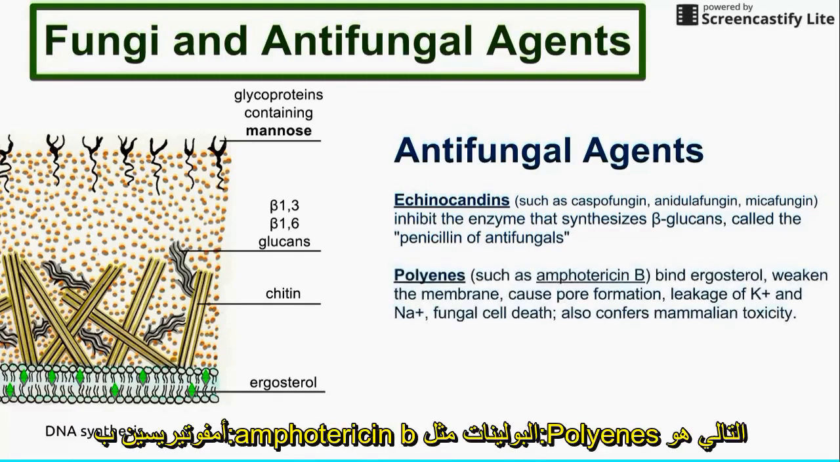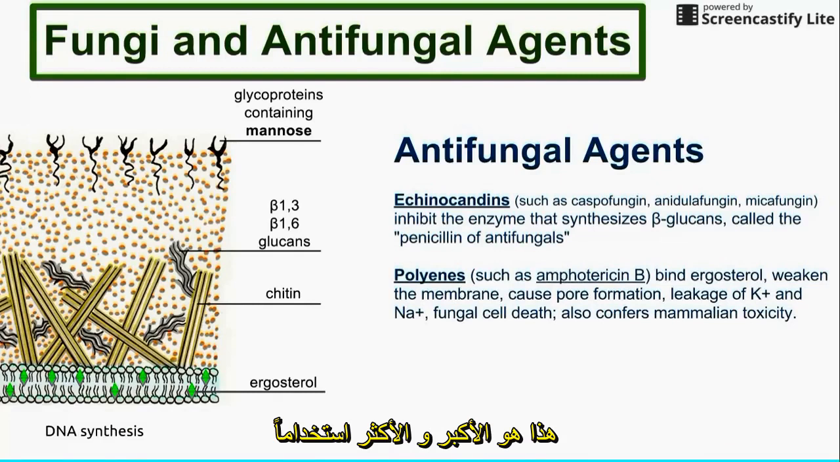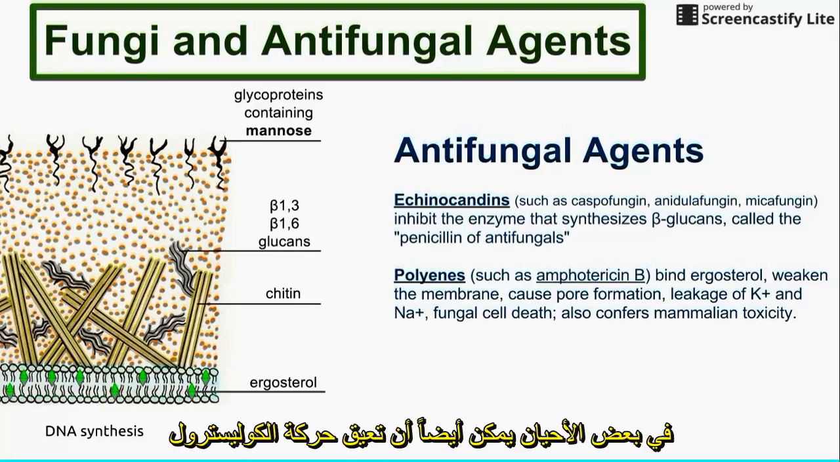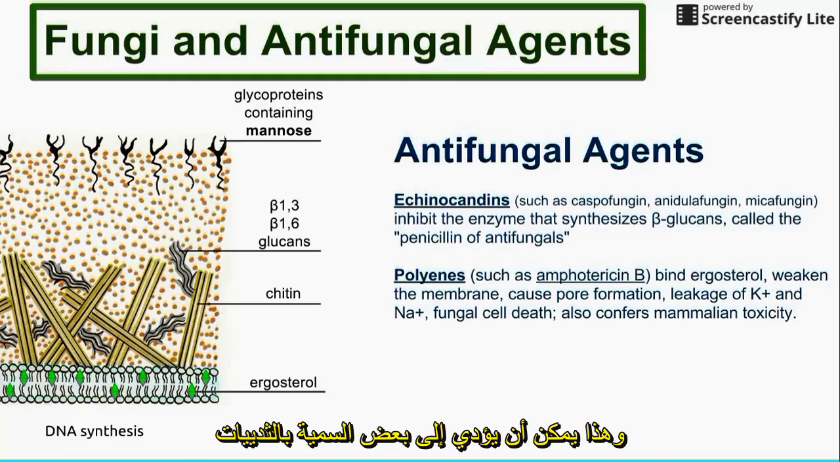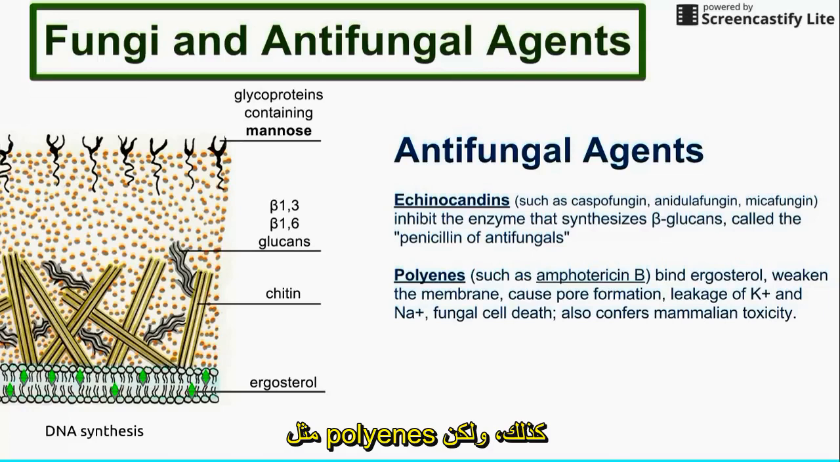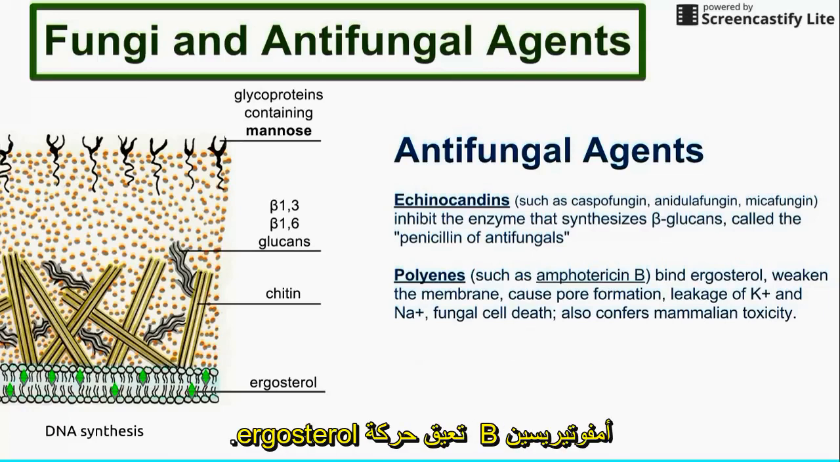Next, we have polyenes, such as amphotericin B. That's the biggest, most commonly used one. It's a polyene, and these bind ergosterol, and they essentially weaken the membrane, cause a big pore to form in the membrane, which causes some ions to leak out and essentially kill the fungal cell. One of the problems with polyenes is that they sometimes can also bind to cholesterol, and this can lead to some mammalian toxicity as well. But polyenes, such as amphotericin B, bind ergosterol.